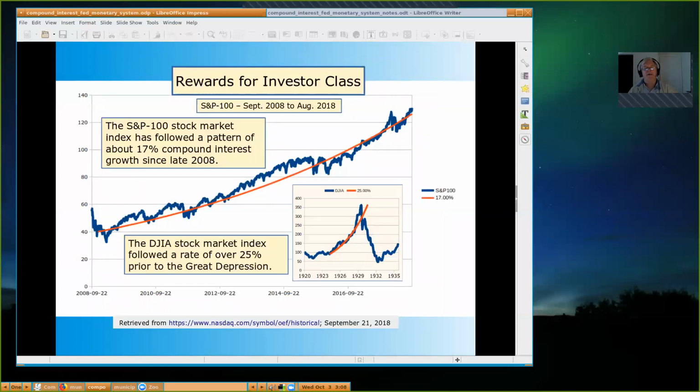This is a slide I threw in here just to show the investor class, people who own a lot of stock. Since 2008, the S&P 100 stock market index has gone up by 17% compounded. And I have a little inset here with the Dow Jones Industrial Average back in the 1920s, which went up at a rate higher than 25% compounded until the crash in 1929, when it went all the way back down.